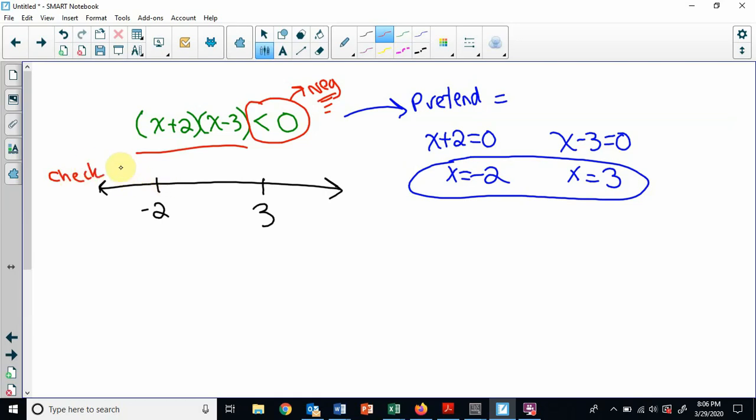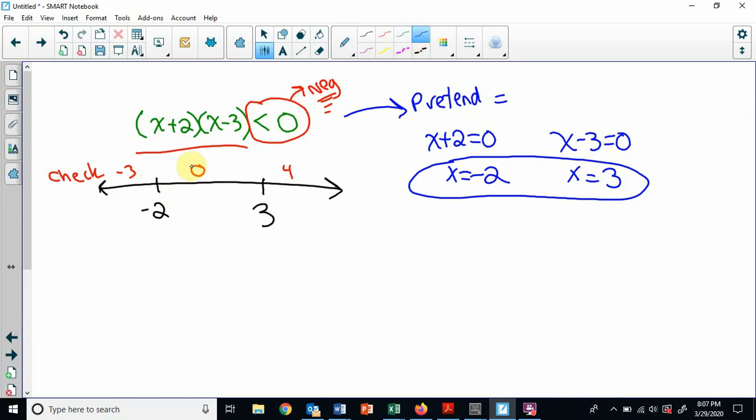We need a number less than -2, so to not make this hard, -3. We need an easy number between -2 and 3. That would be 0. That's an easy one to check, right? You could check anything in between here: -1, 0, 1, 2. But why not choose the easiest number? Then we need to check a number bigger than 3, and we're going to check the number 4. It doesn't matter, you can choose 100. Anything bigger than 3 will work. We just want to see which of these regions are less than 0 when plugged in to this green part.